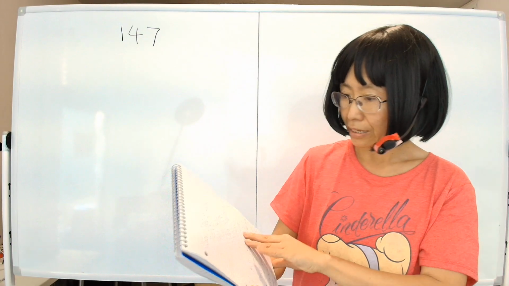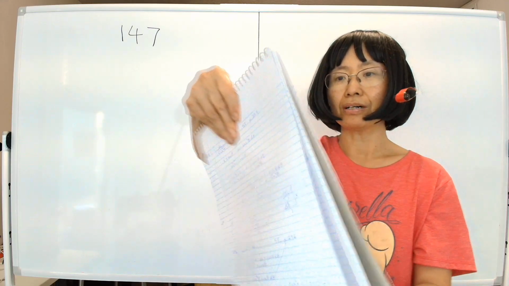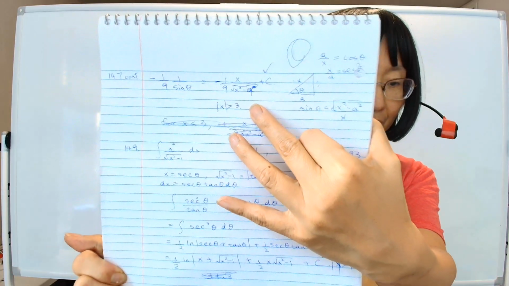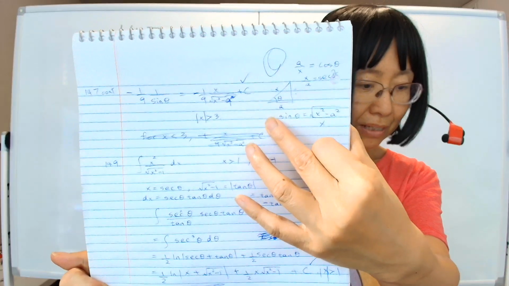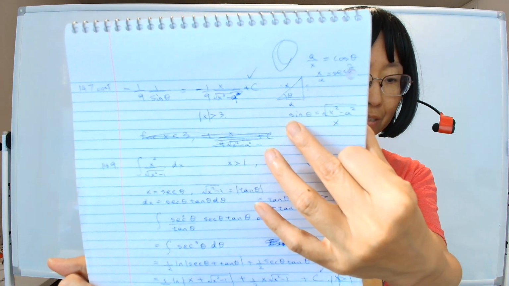And then on the next page, continuing, the whole thing ends up being right here. Okay, that's the answer. If you draw your triangle, you start out with secant, and you've got to figure out what sine theta is.